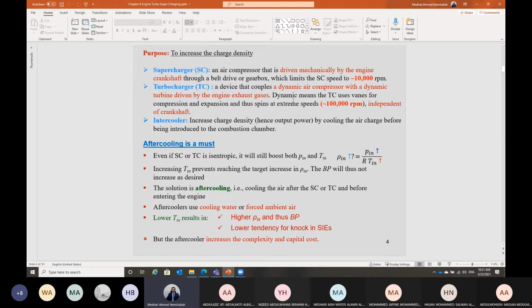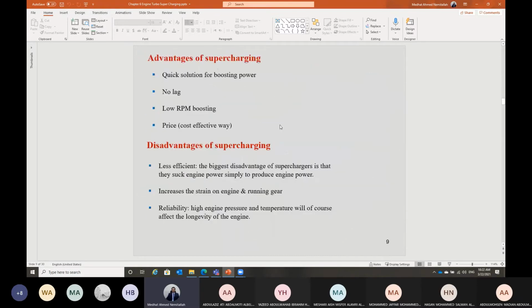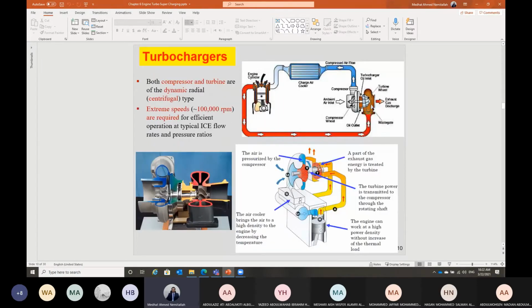In case of turbocharger, as you know, in this case we use an exhaust turbine. This turbine is connected. It takes the exhaust gases. You can look here. So this is the turbine and compressor. They are connected on the same shaft.